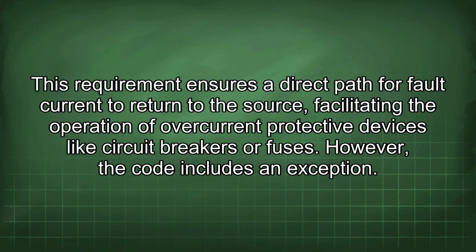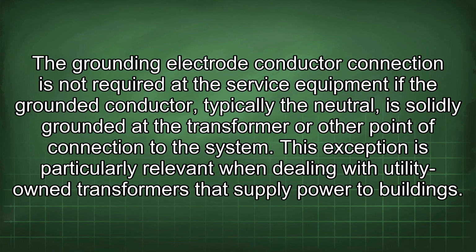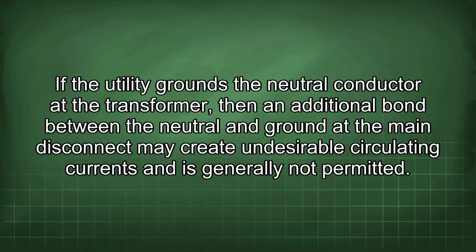However, the code includes an exception. The grounding electrode conductor connection is not required at the service equipment if the grounded conductor, typically the neutral, is solidly grounded at the transformer or other point of connection to the system. This exception is particularly relevant when dealing with utility-owned transformers that supply power to buildings. If the utility grounds the neutral conductor at the transformer, then an additional bond between the neutral and ground at the main disconnect may create undesirable circulating currents and is generally not permitted.